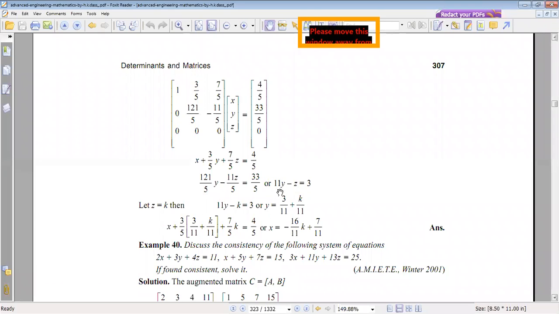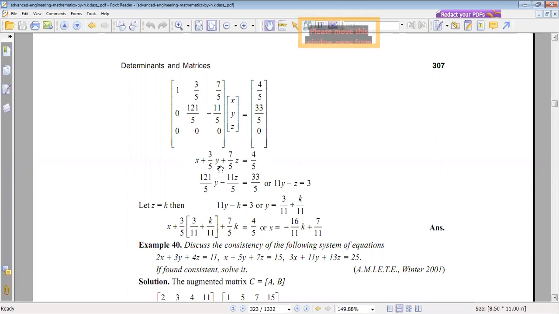See how we have to proceed after this step. We consider z equal to k as a solution. Then put z equal to k in the second equation. What do you get? 11y minus k equal to 3. Now from here we have to find y. So obviously 11y equal to 3 plus k, so y equal to 3 by 11 plus k by 11. When we considered z equal to k, we got y equal to this. After that you have to put the values of y and z in the first equation.